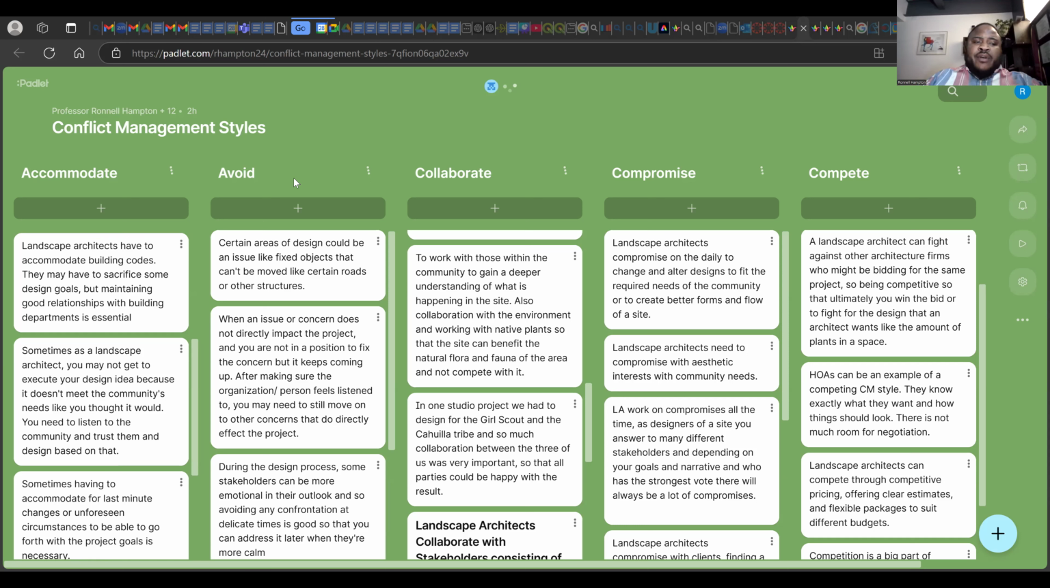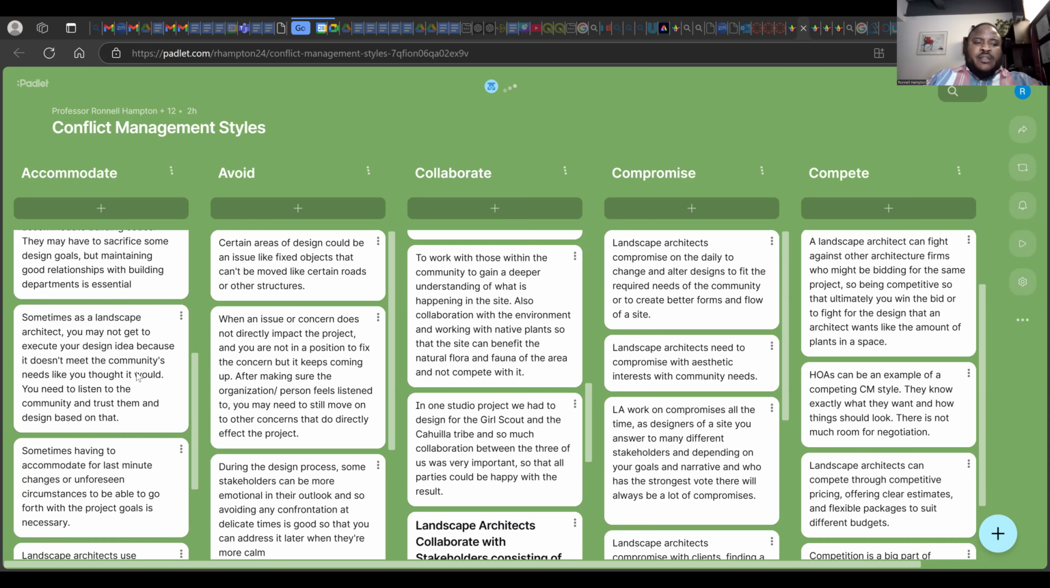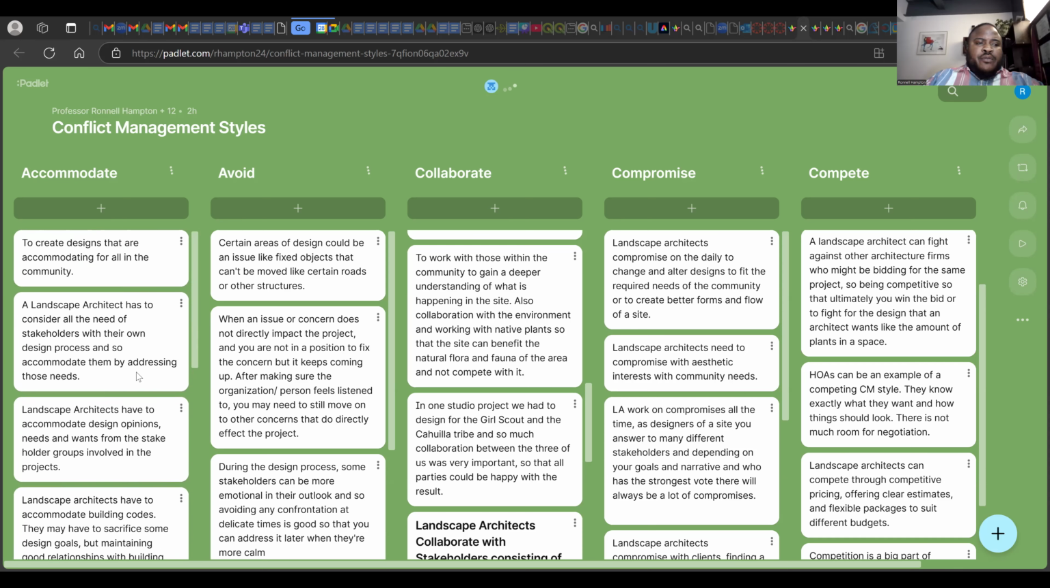Let's go ahead and have a couple more share outs in this section, and then we'll move on to avoid. I can share mine. Awesome.